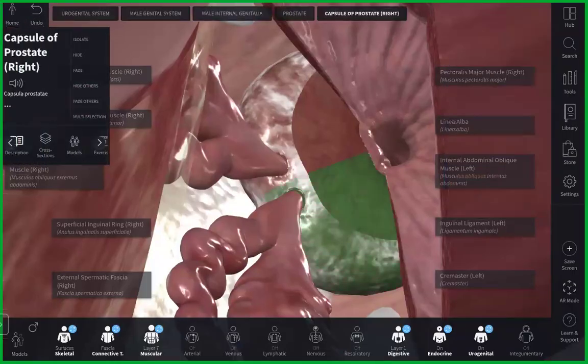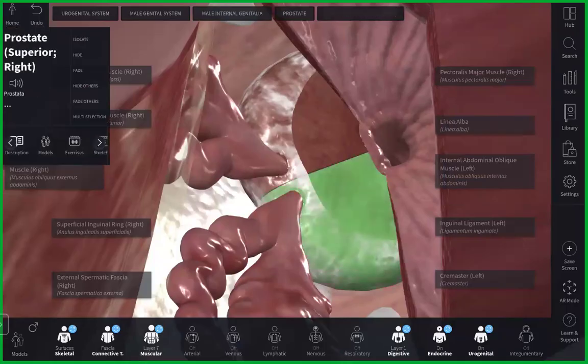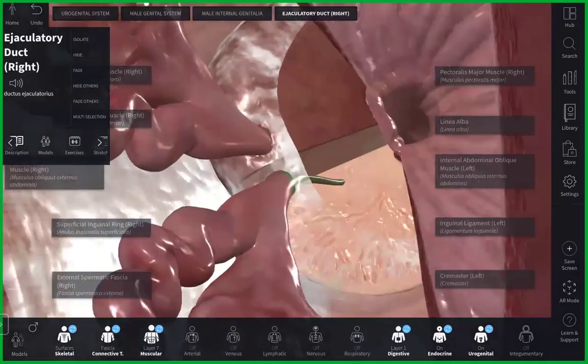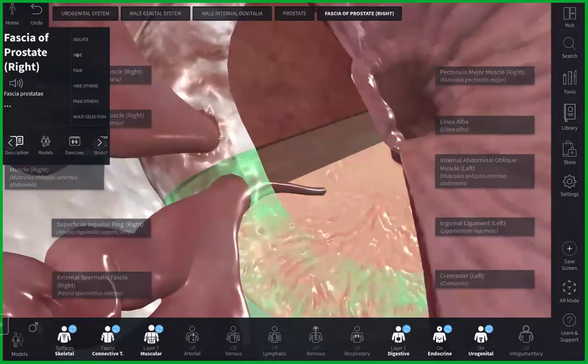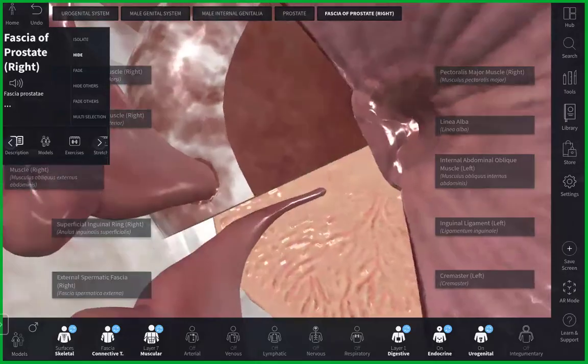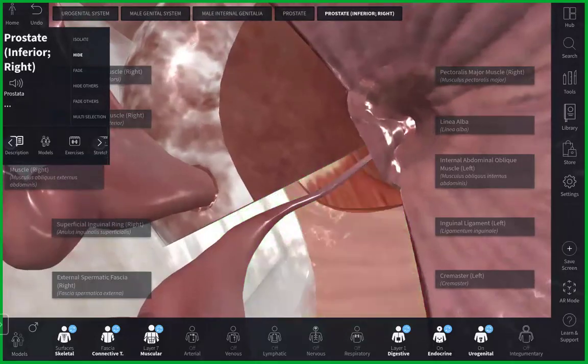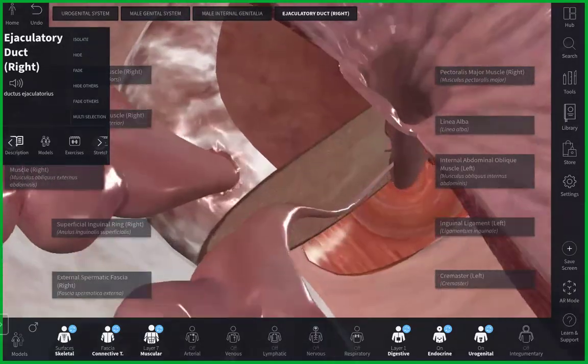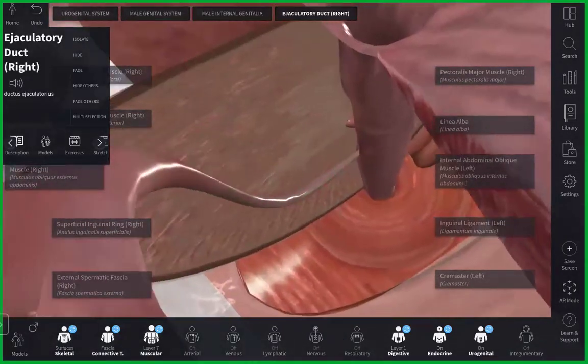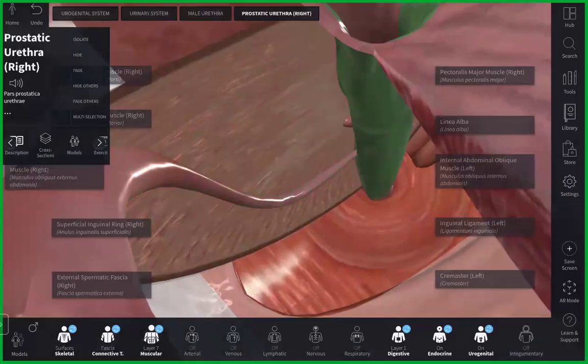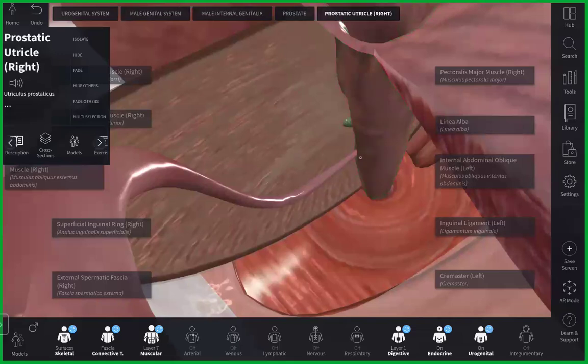Let me show you. We hide it. So this is our ejaculatory duct that is opening in the prostatic part of the urethra. That is the first part of the urethra that's inside the prostate. Forget the utricle, this is our ejaculatory duct.